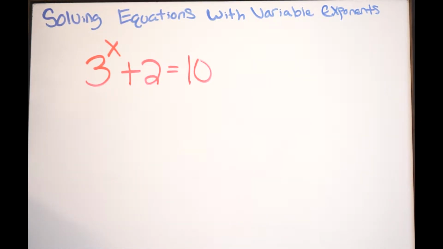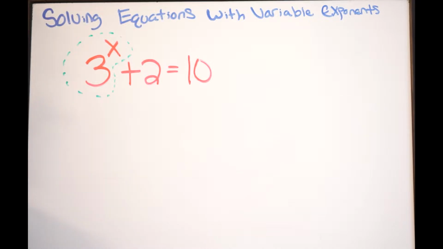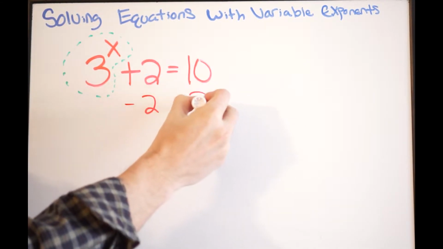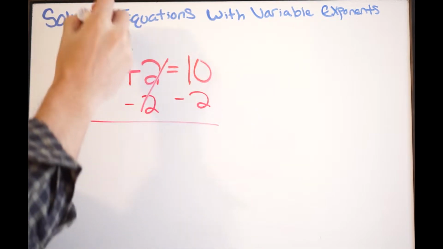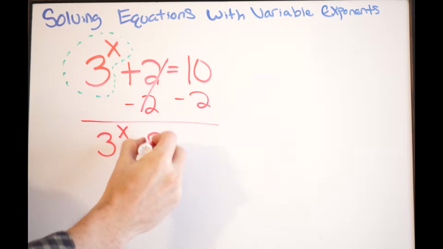So when trying to solve equations with variable exponents, you always want to go ahead and isolate your power. And my power is going to be this part right here. Right, so this whole thing is my power. I want to isolate that. So in order to do that, I need to get rid of this positive 2. So I'm going to have to minus 2 on both sides. Okay, when I do that, I bring this down, I get 3 to the x equal to 8.